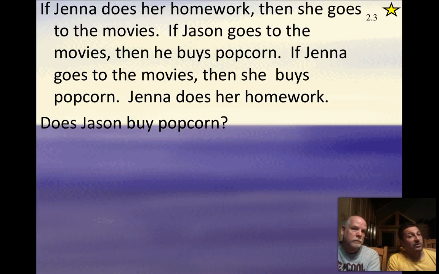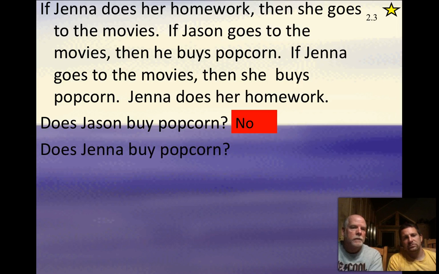You've got to be careful here because he's kind of a distractor more than anything else. Can you actually answer this question based on factual information in that question? And the answer is no, you can't, because we don't know if he went to the movies or not. It says Jenna does her homework, but that's the only true statement they gave us. They didn't tell us anything about Jason. We have no clue what he's doing. So that answer is no.